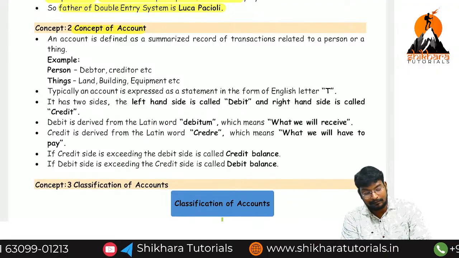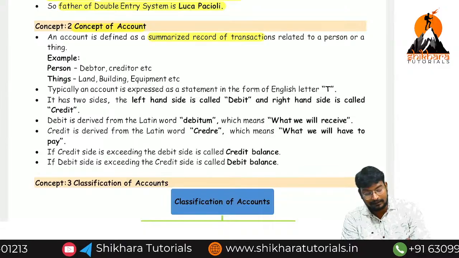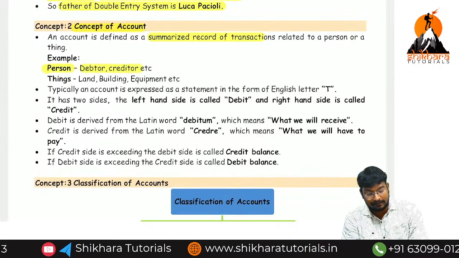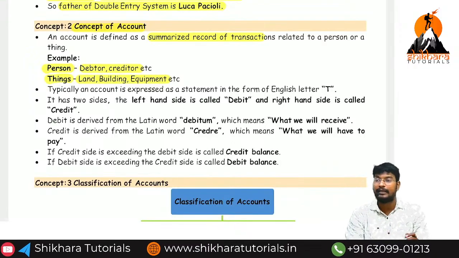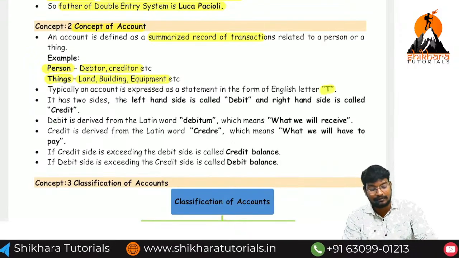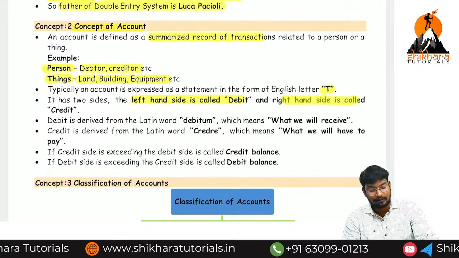Account is a summarized record of transactions related to a person or a thing. Person means what? Debtor or creditor. Things means what? Land, building and equipment. Typically, an account has which shape? T shape. The left-hand side is called debit. The right-hand side is called credit.